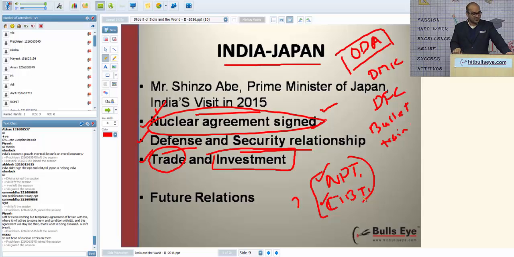Secondly, of course, I spoke about sentimentality, but as far as sentiments are concerned, economics always wins over emotions. So when Japan exports its technologies to India, Japan is hoping to earn a lot of export revenue. So that is the reason why Japan is helping India in this sense.